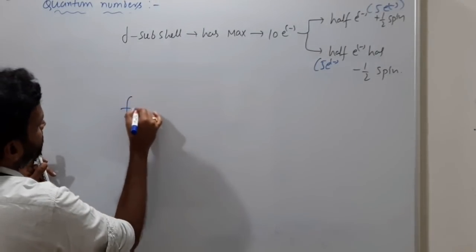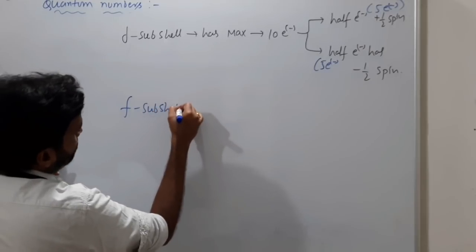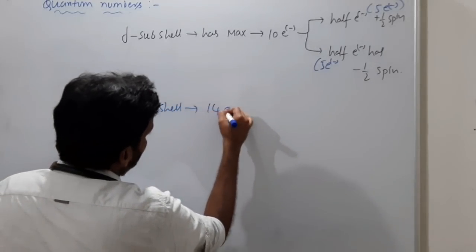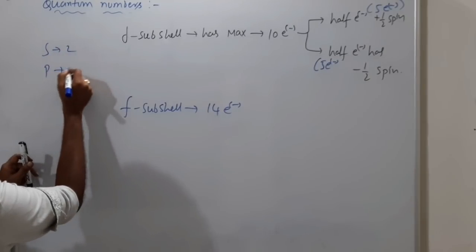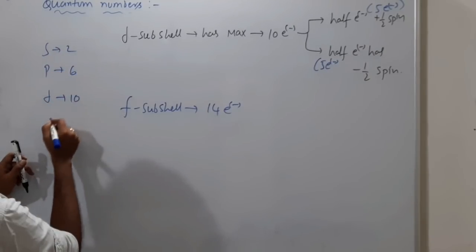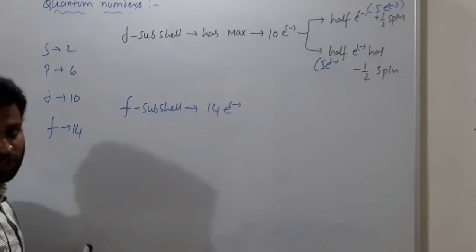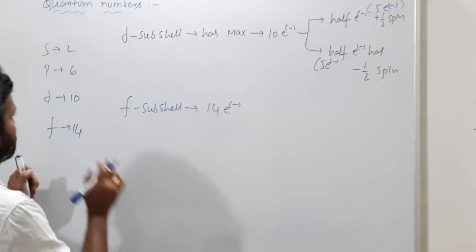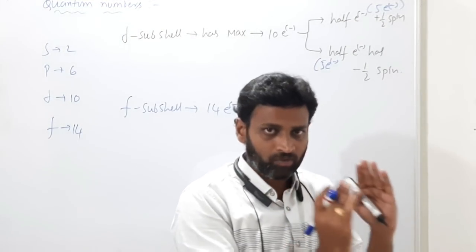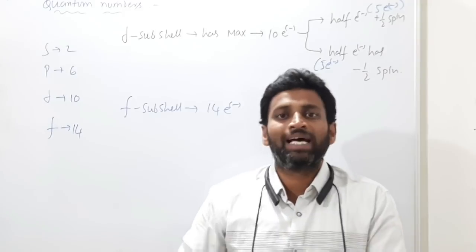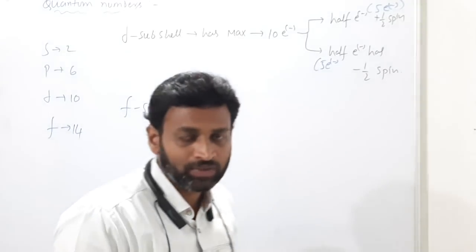Suppose an F subshell has how many electrons? 14 electrons. Do you remember? S2, P6, D10, F14 electrons. I told you, or not? So in a particular subshell, half the electrons have plus half spin and half have minus half spin. This is very important.